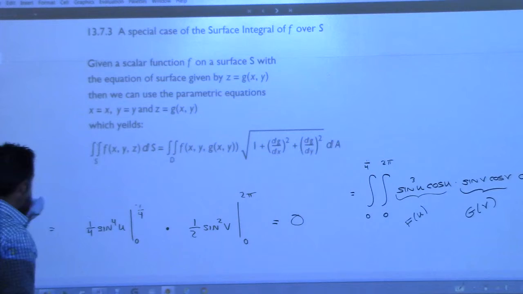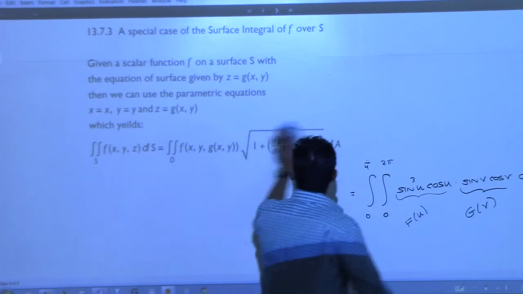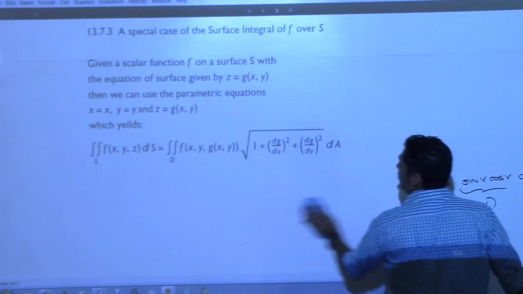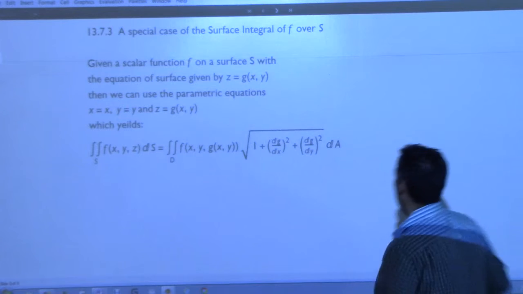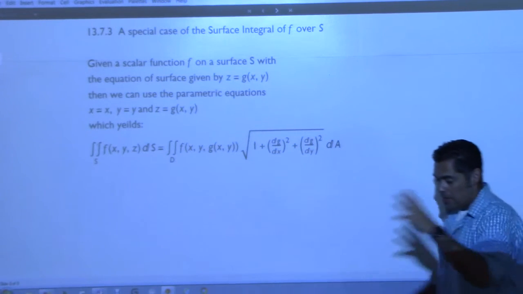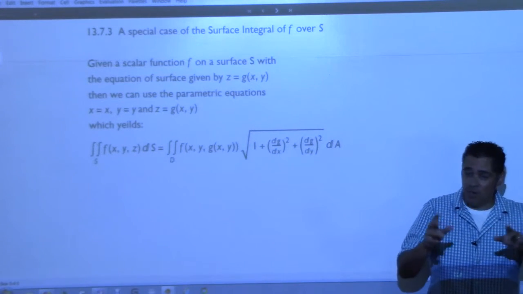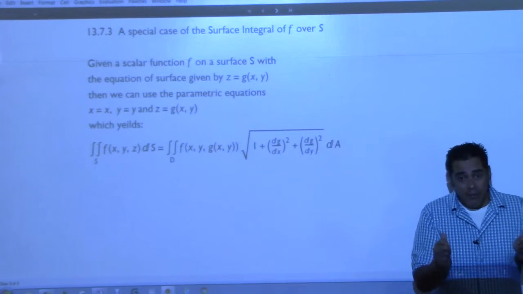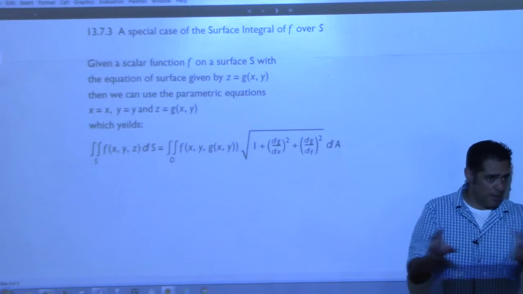All right, so given a scalar function f on a surface S with the equation z equal to g of x, y, then we can use parametric equations. All this is saying is, in the previous section, if we want to find surface area, we have to take the magnitude of the cross product, and that can be troublesome. If z is a function of x and y, then we can use this shortcut formula, right?